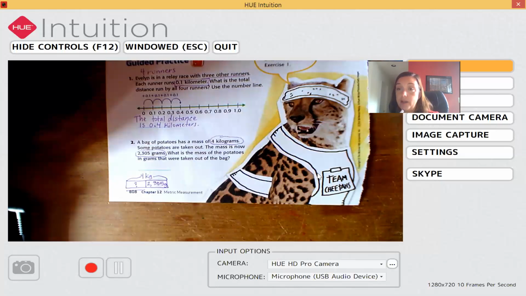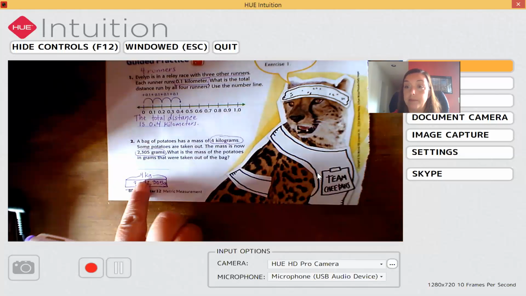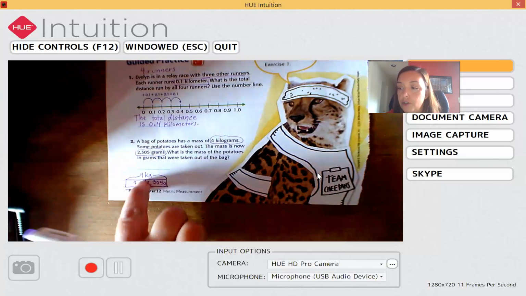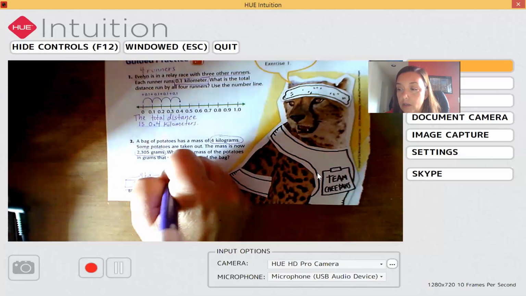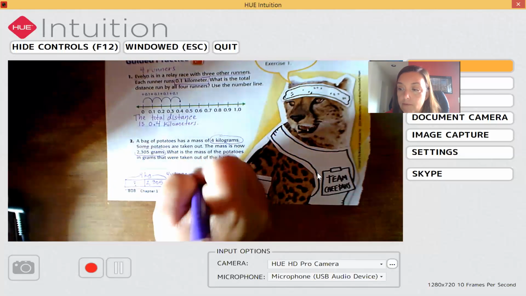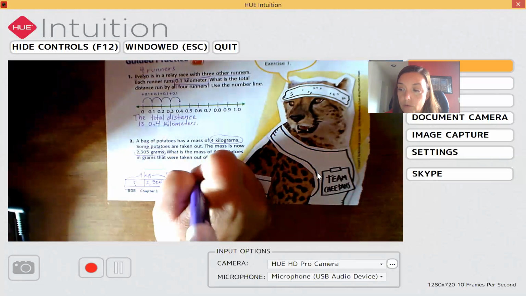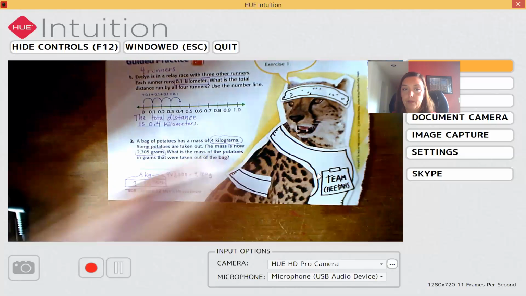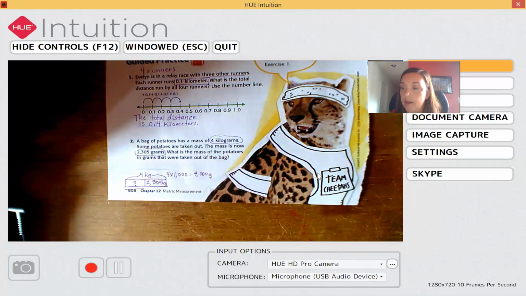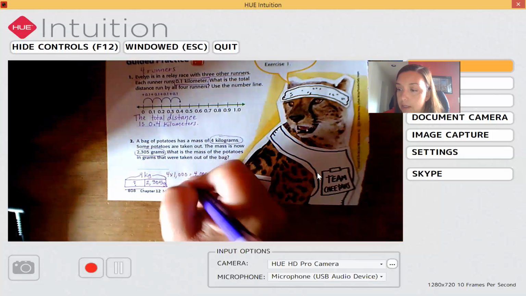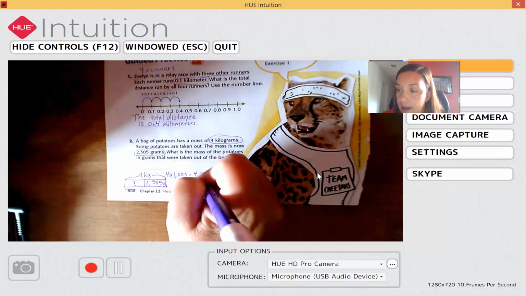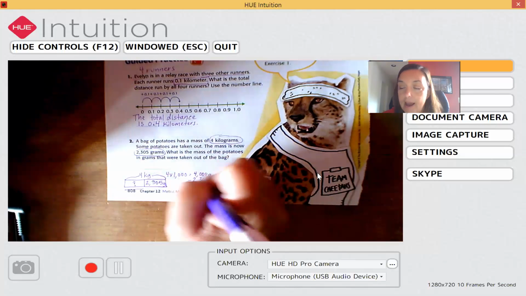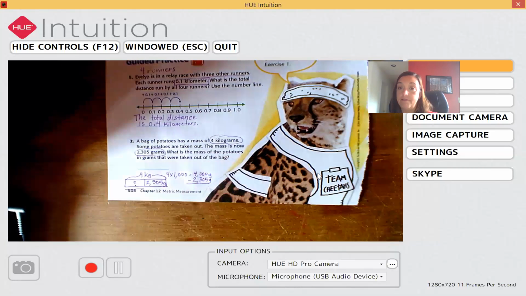So I know that there are 1,000 grams in a kilogram. So 4 kilograms times 1,000 each gives me 4,000 grams, okay? Now if I subtract the 2,305 grams that I have left, I'm gonna find out how much they took out.